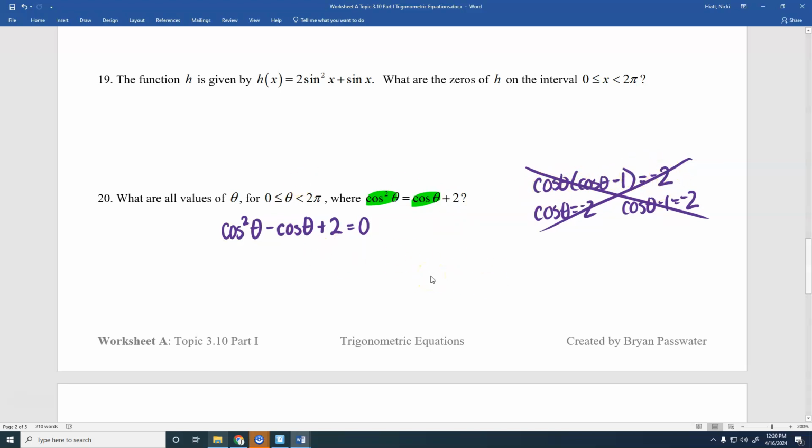Okay? What if, let's think about the same thing we sort of thought about earlier. What if instead of cosines we just had x's, right? This would be x squared minus x plus 2 equals 0 if it were x's instead of cosines. How would I factor that?